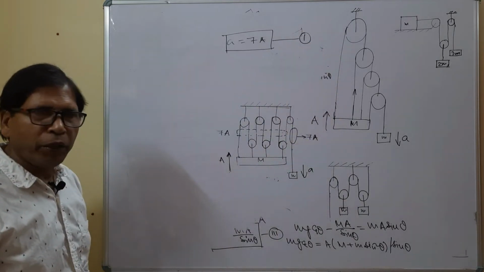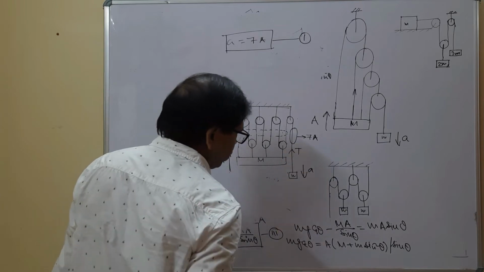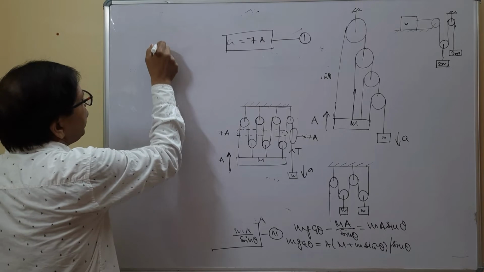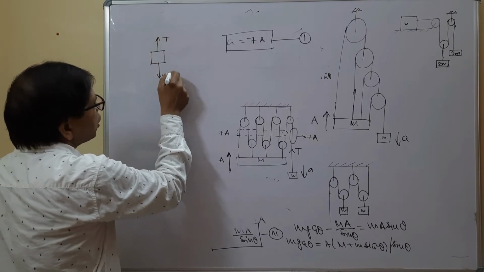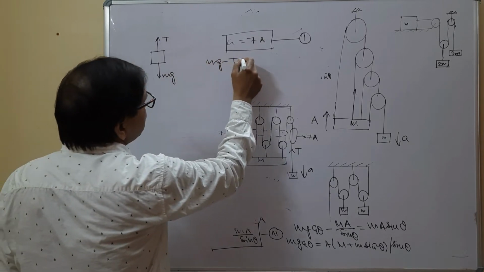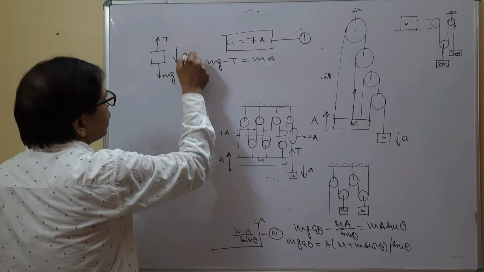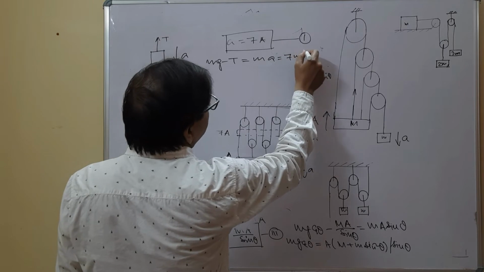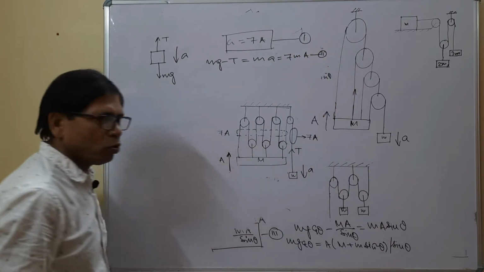Now look at this, this is the free body diagram. Suppose the tension in it is T. So look at this, the free body diagram of small m: here T in this direction and mg along this direction. So its equation of motion is mg minus T equals mass into acceleration. Look at this, A is the acceleration. Now this becomes 7 into m into capital A. This equation is equation number 2.